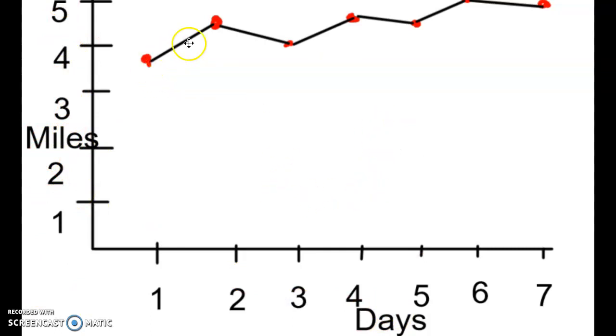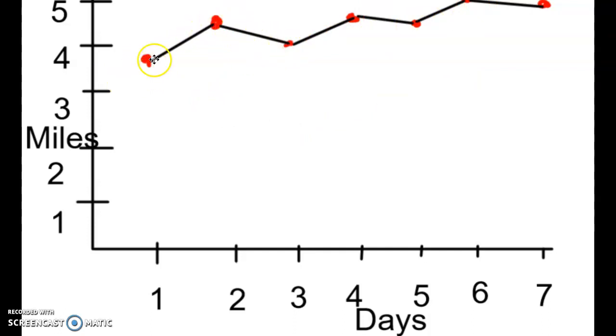And then here are the miles that you ran, your different data points. This is how many you ran on Monday, Tuesday, Wednesday, Thursday, Friday, Saturday, Sunday. And then we connect the dots with a line. You can see there's a trend there. It seems like we run up a day, we run down a day.